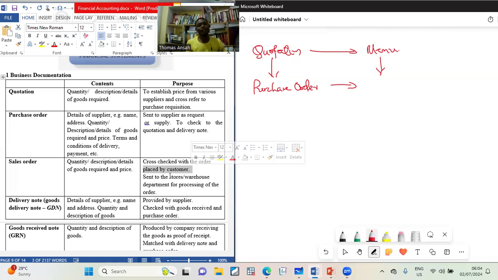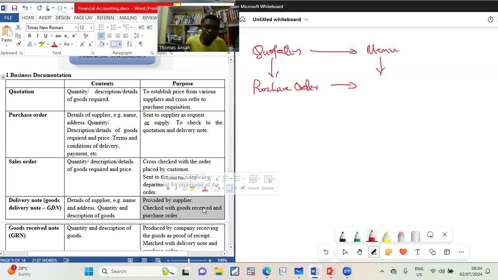Now, when you make a purchase order and the people bring you the goods, it is coming with what we call a goods delivery note. As you can see, it is provided by the supplier and checked against the goods received and the order that you have placed. Here you see that it has the details of the supplier, the address and the quantity. So we call it the goods delivery note.